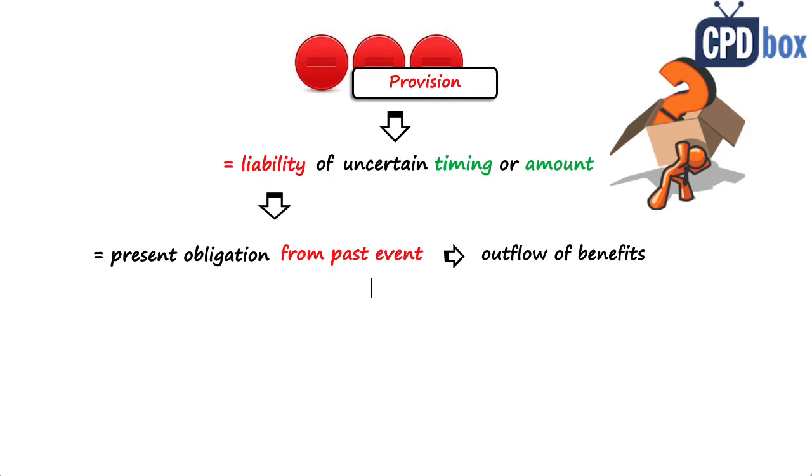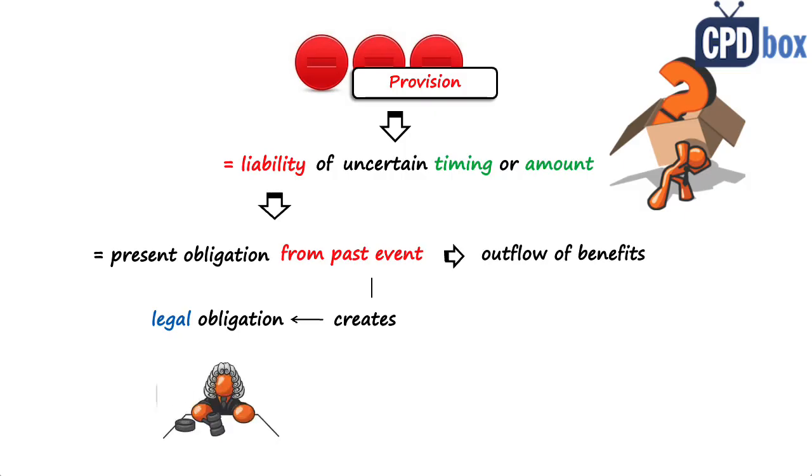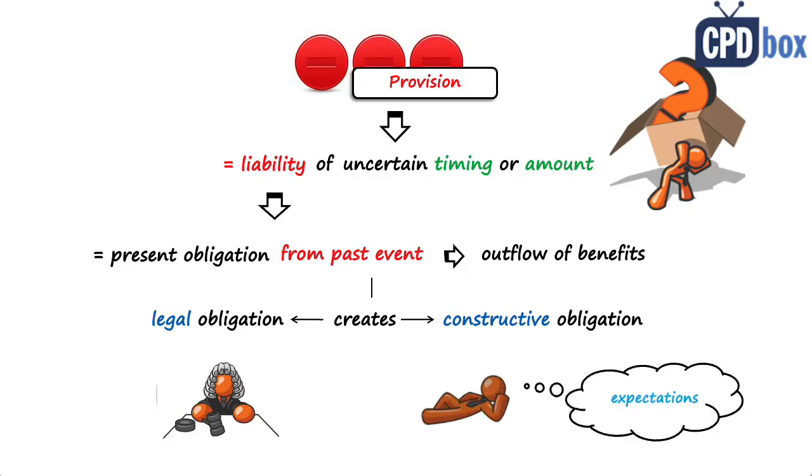A past event might create two types of obligations. The first one is a legal obligation that derives from some contract or legislation or some other operation of law, for example, a court decision. The second one is a constructive obligation that derives from some entity's actions, so what it did, if it created valid expectations that the entity will take on some responsibility. So that's a constructive obligation, so not by any law, but by expectations. Either way, whether it's legal or constructive, it does not matter. There is a past event.